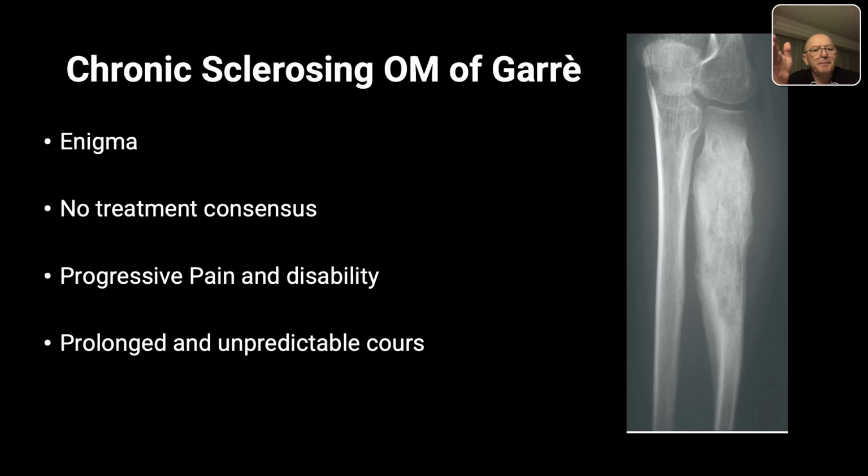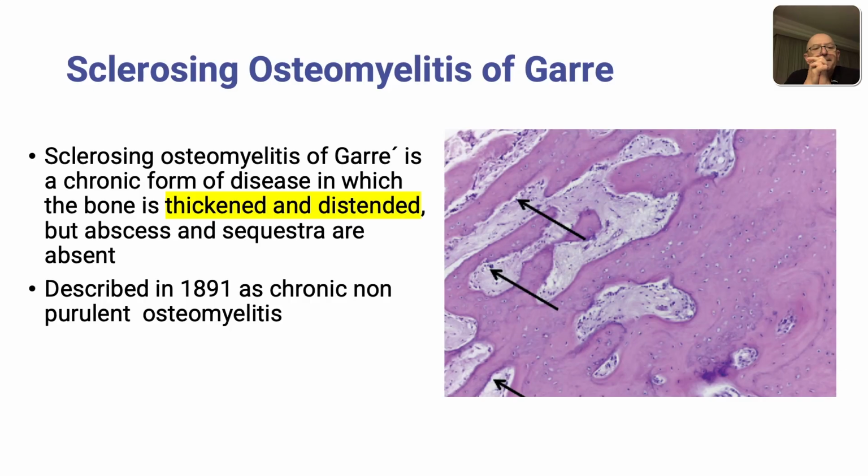So patient usually complain about progressive pain and disability. There is prolonged and unpredictable course of the disease. I have patients with really mild symptoms that are able to take symptomatic treatment, and I observe them, but this is not the case that I would like to share with you.